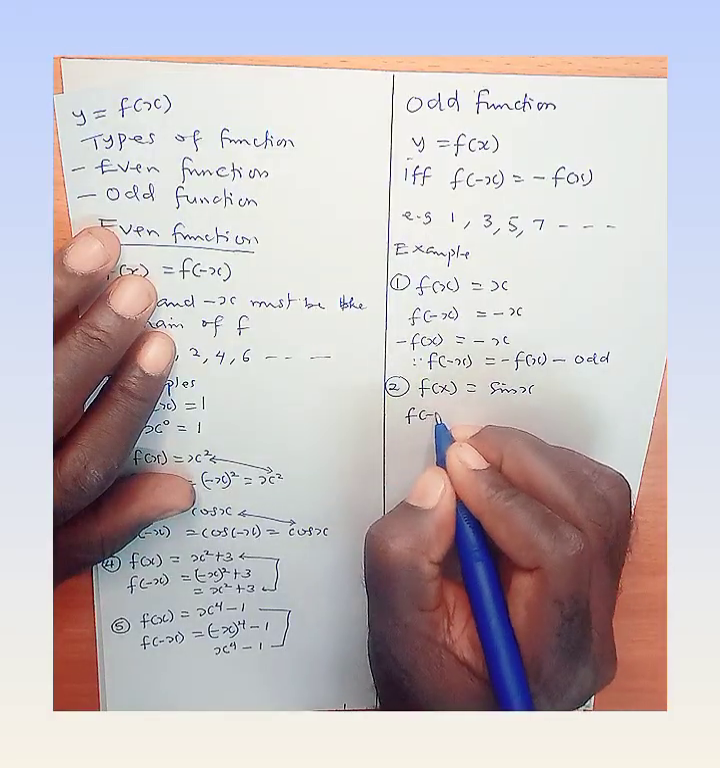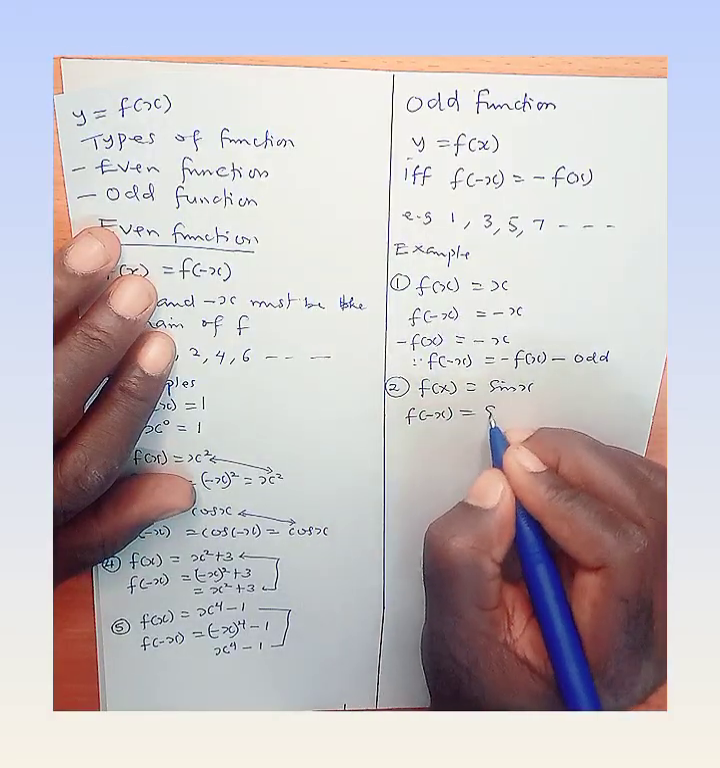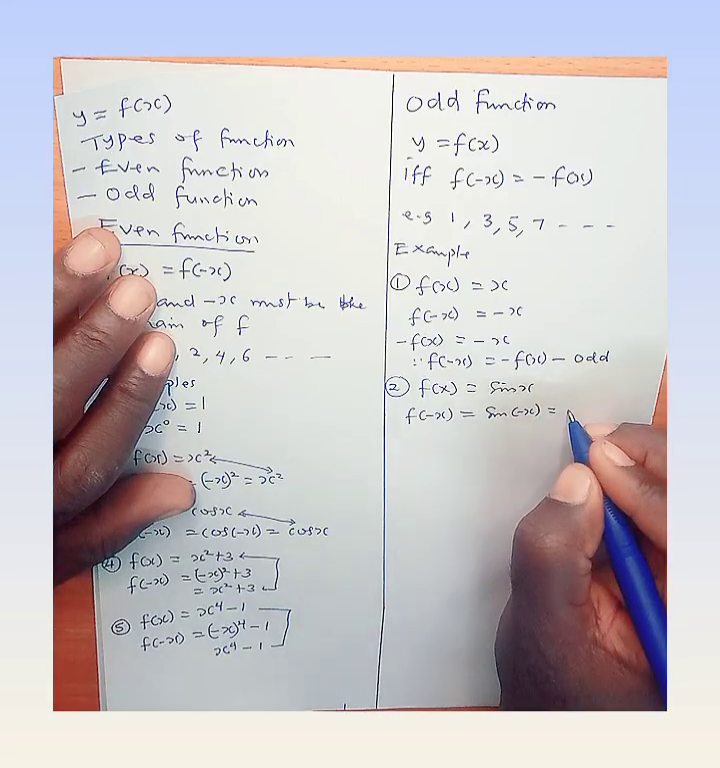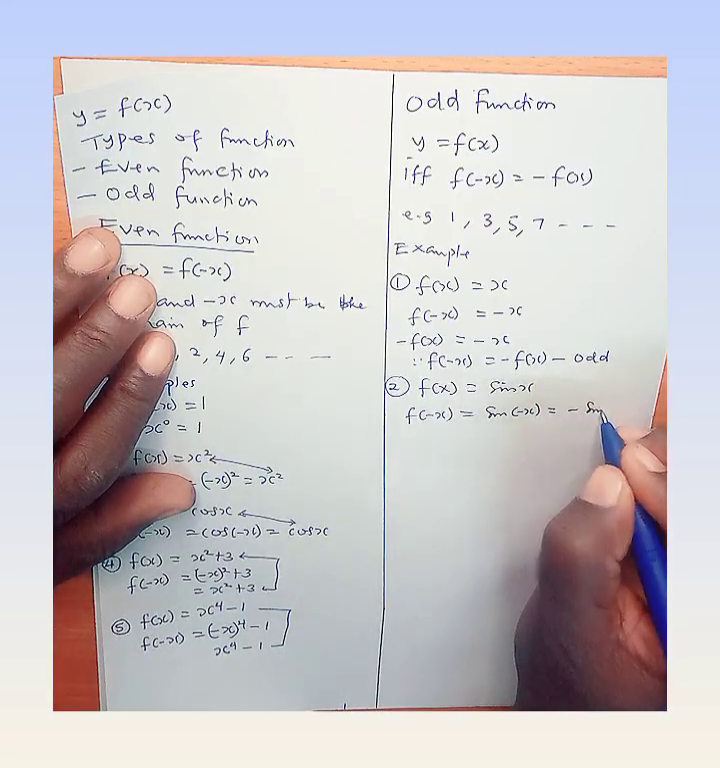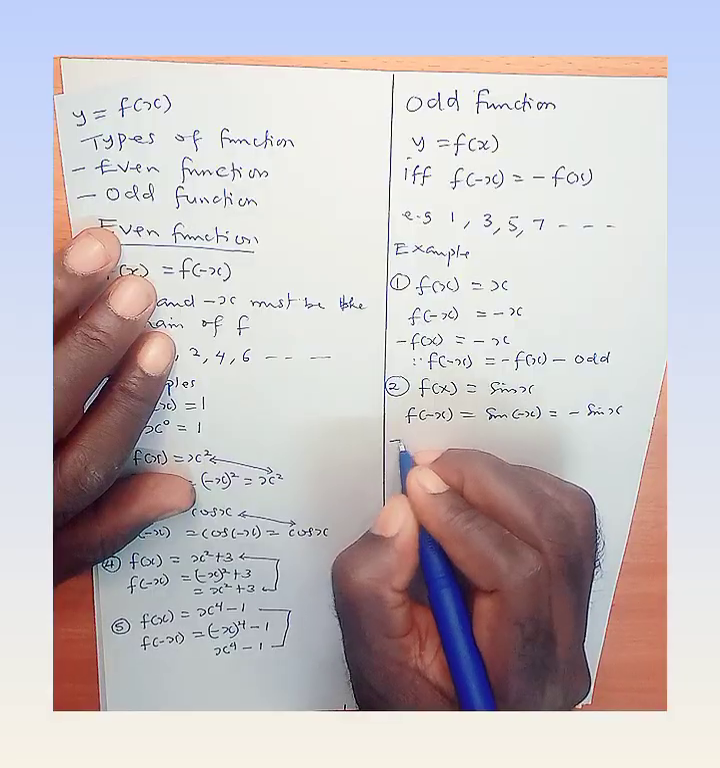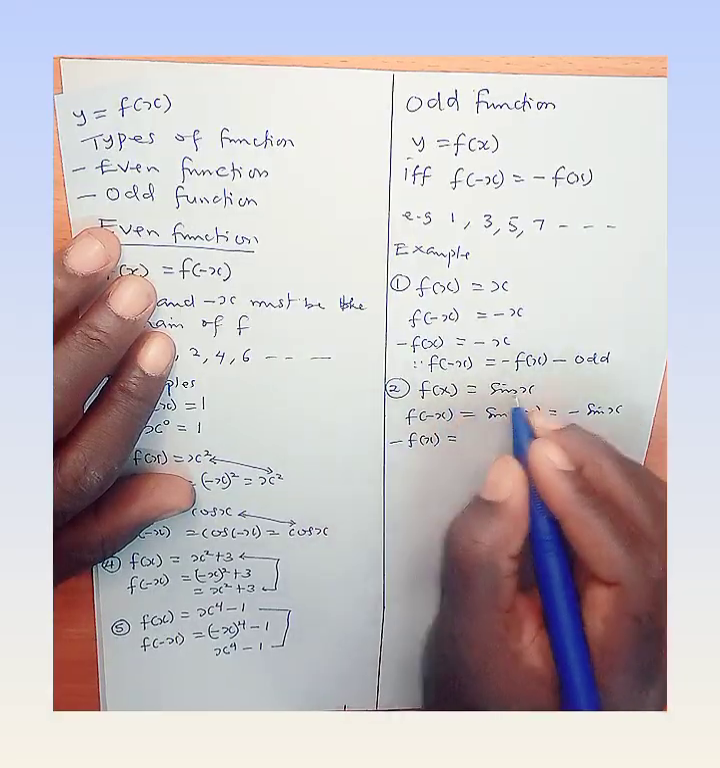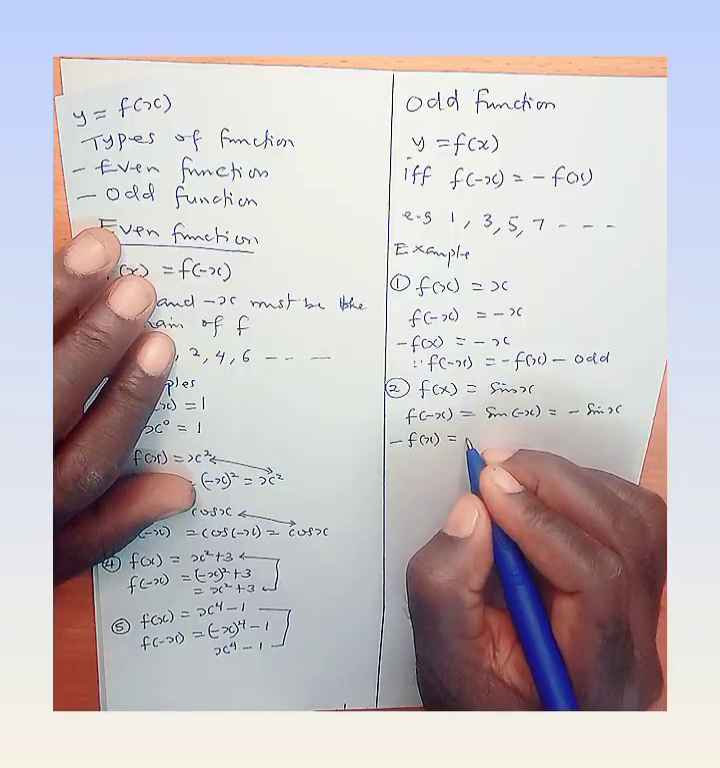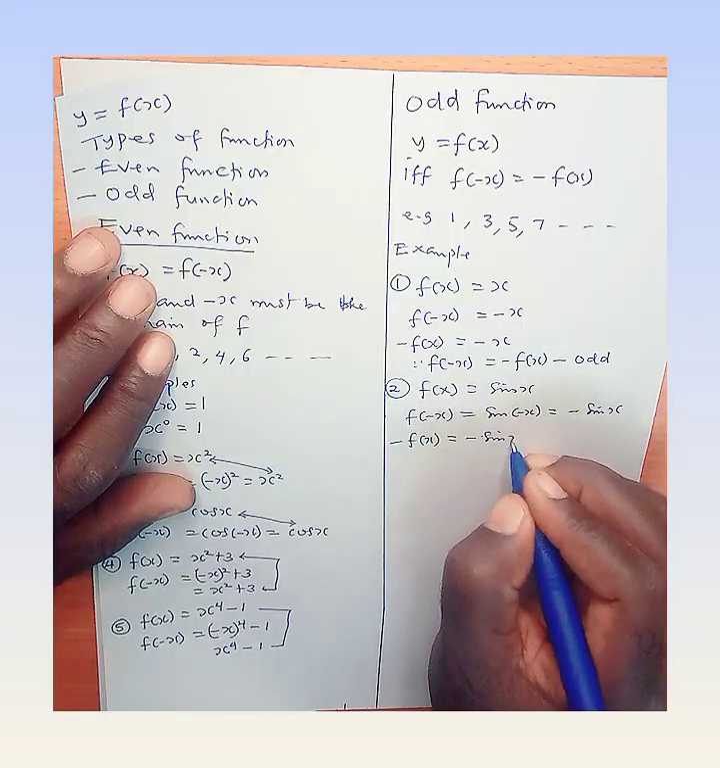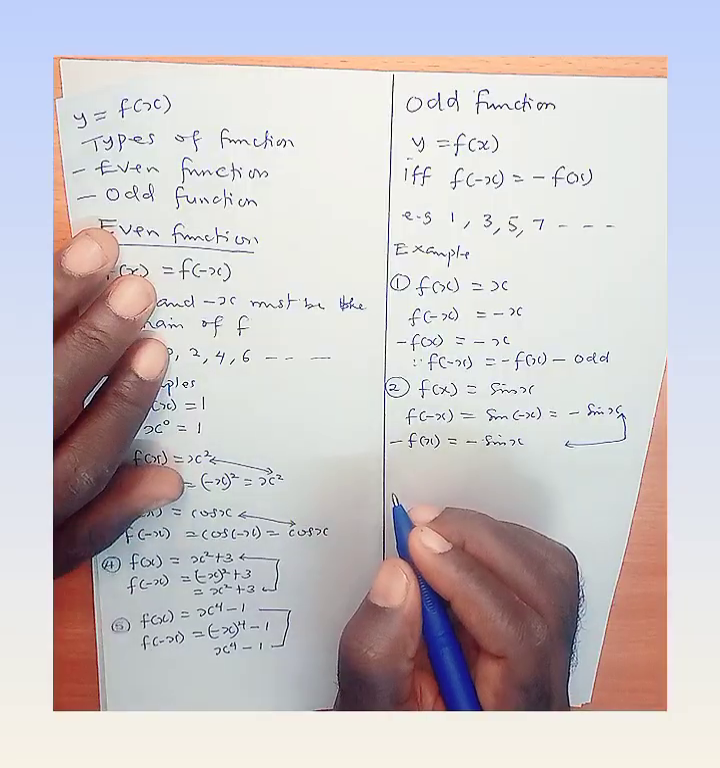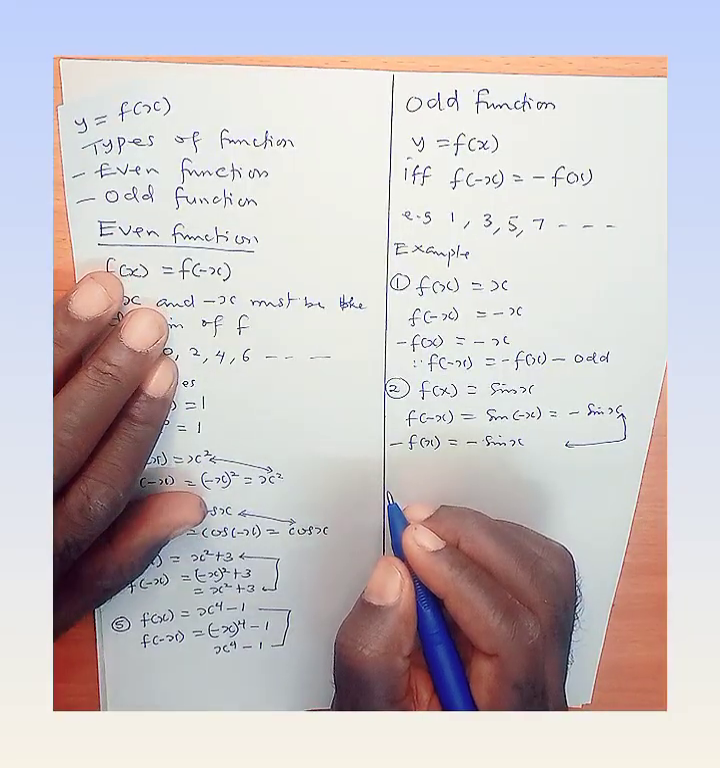F of minus x is equal to sine of minus x. Sine of minus x will be minus sine x. Then let us multiply f of x by negative. F of x is sine x. When we multiply it by negative, it will be minus sine x. Can you see this and this are the same? Therefore, it is an odd function.